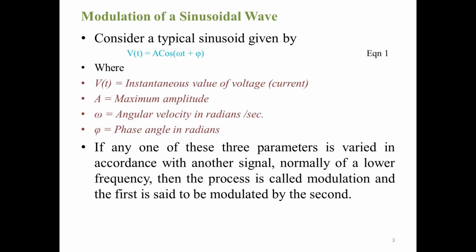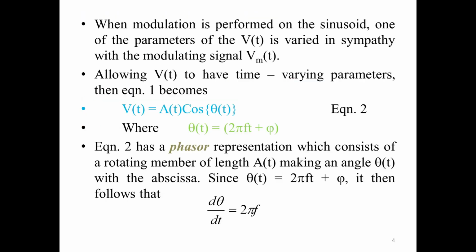Modulation of a sinusoidal wave. Consider a typical sinusoid given by v(t) = A cos(ωt + φ), where v(t) is the instantaneous value of voltage, A is the maximum amplitude, ω is the angular velocity in radians per second, and φ is the phase angle in radians. If any one of these three parameters is varied in accordance with another signal, normally of a lower frequency, then the process is called modulation, and the first is said to be modulated by the second.